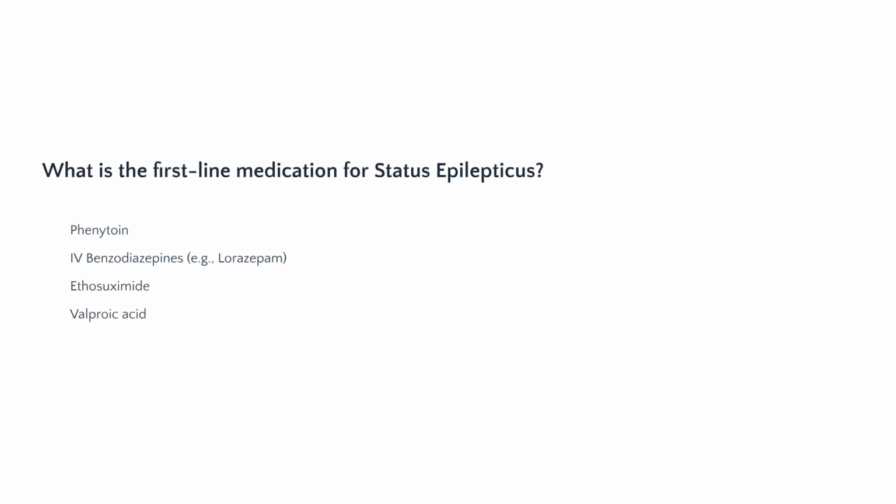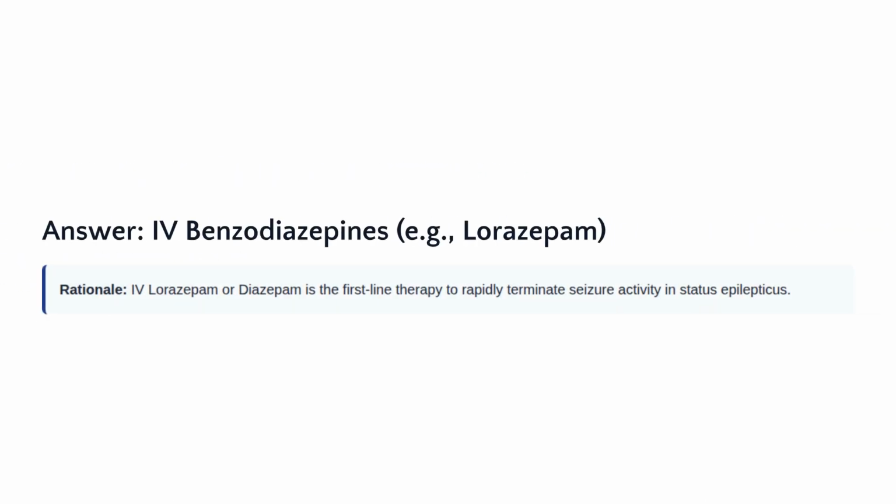What is the first-line medication for status epilepticus? IV benzodiazepines, such as lorazepam, are the first-line medication to rapidly stop the seizures in status epilepticus.